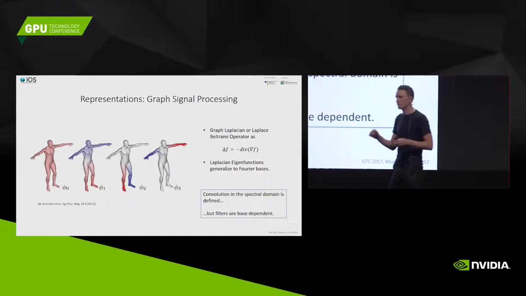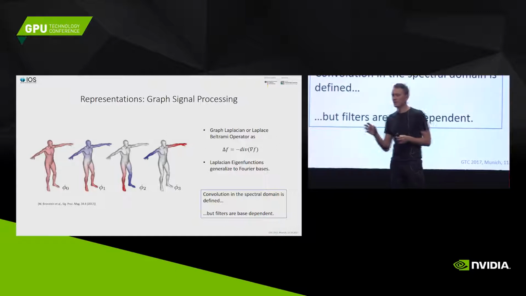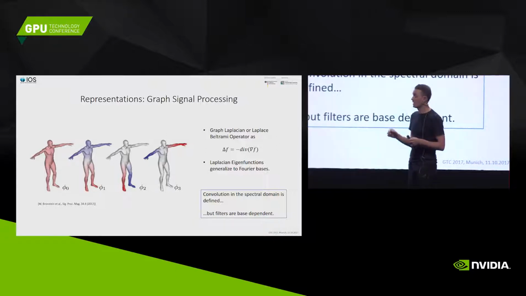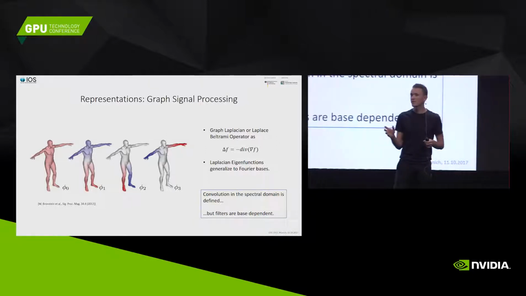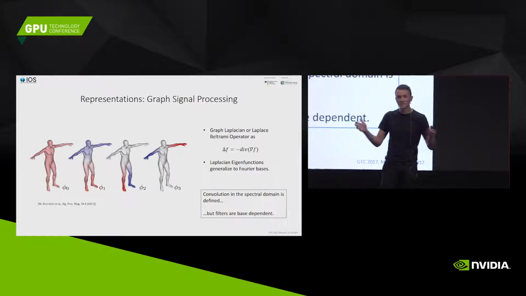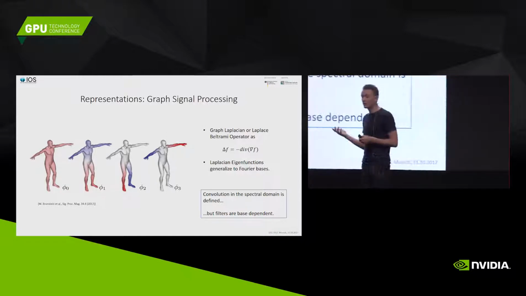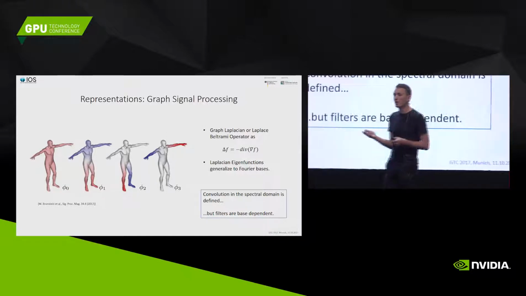And the cool thing about this surface flow is that the eigenfunctions of this graph Laplacian generalize to a Fourier basis. So this is a spectrum of your surface. You can do signal processing on your surface, which is really cool. And convolution is defined in the spectral domain.